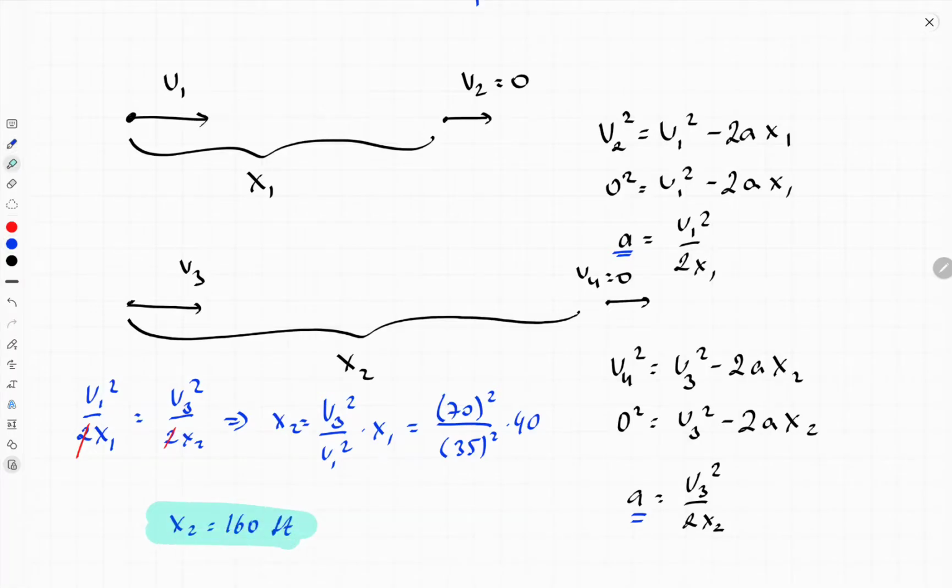So basically stopping distance increases by 4. If you increase initial velocity by 2, stopping distance increases by 4.